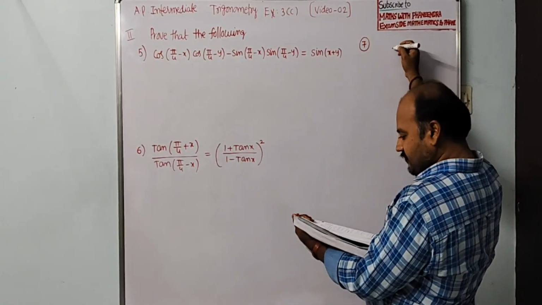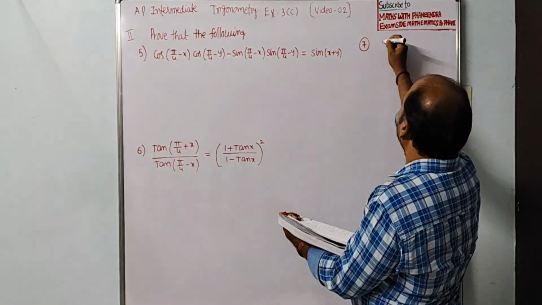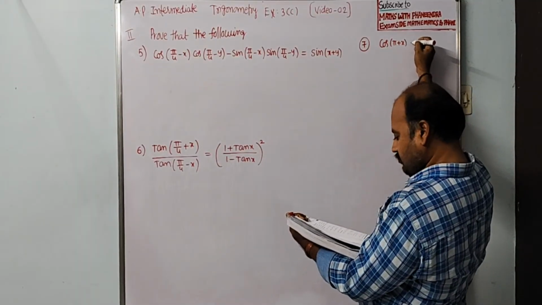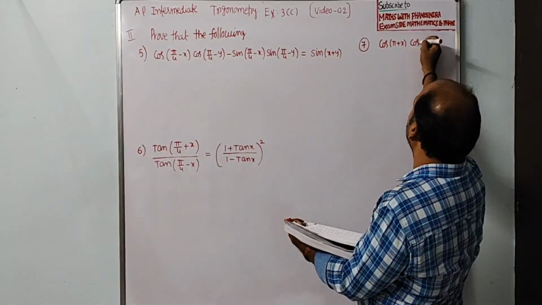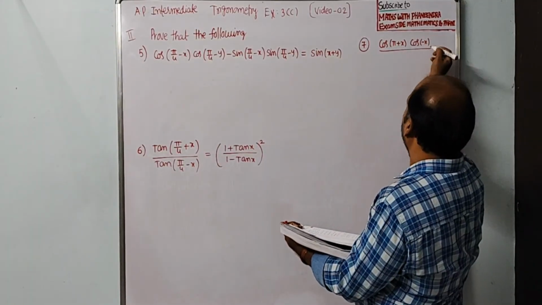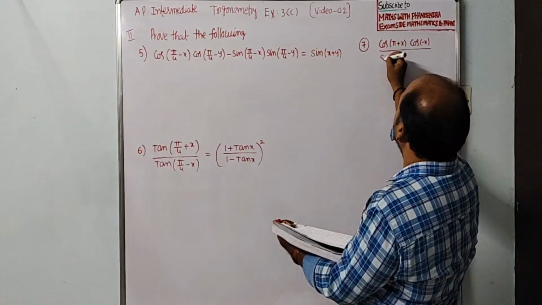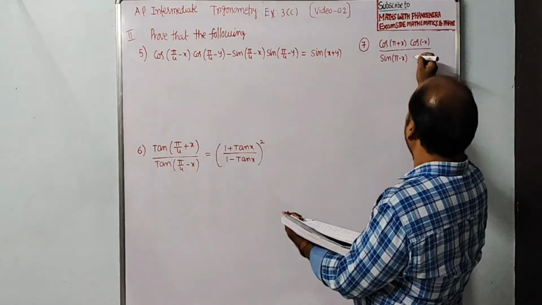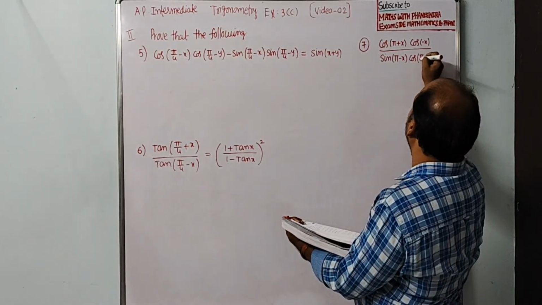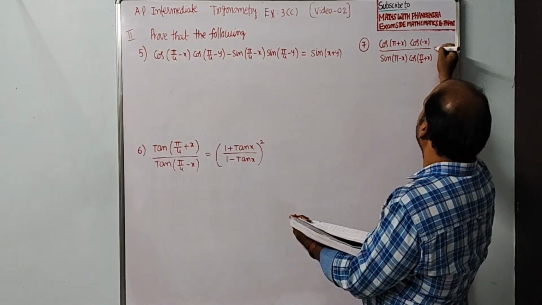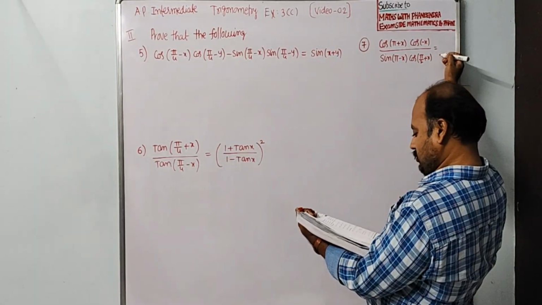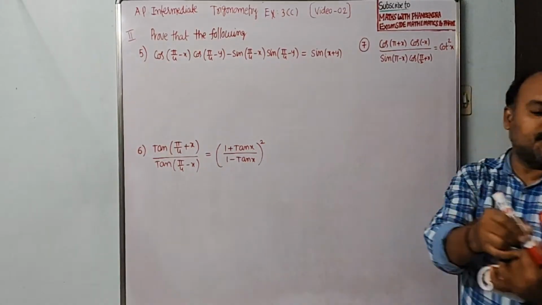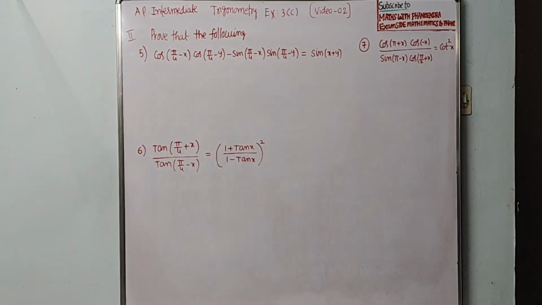Question number 7. Cos of pi plus x, cos of minus x divided by sin of pi minus x, cos of pi by 2 plus x is equal to cot square x. So they are asking to prove this result. Okay.